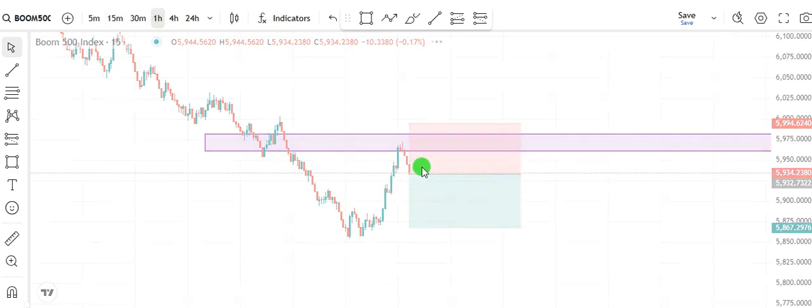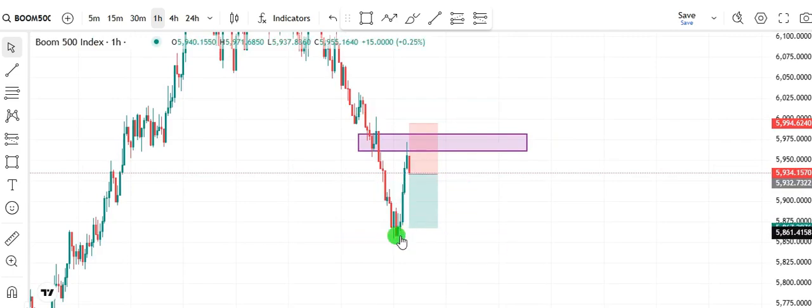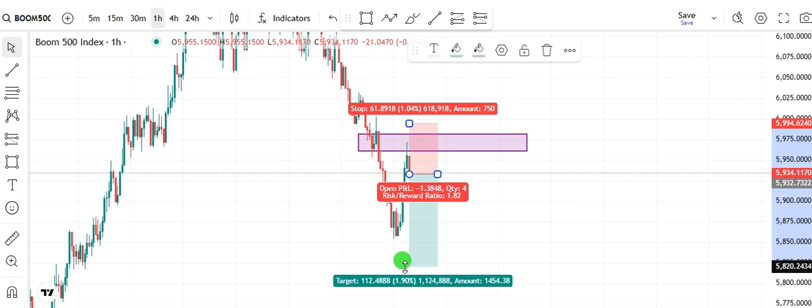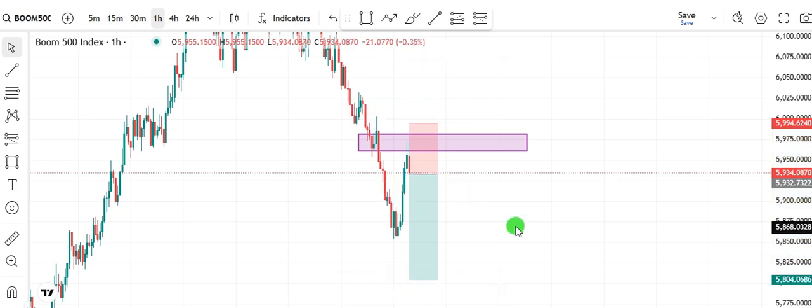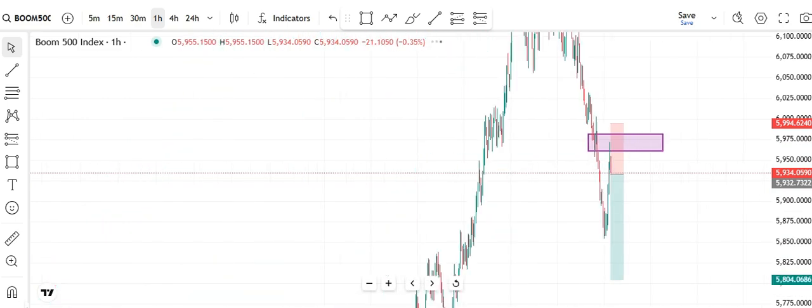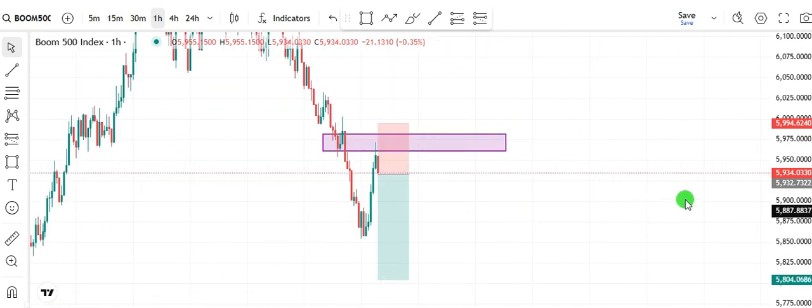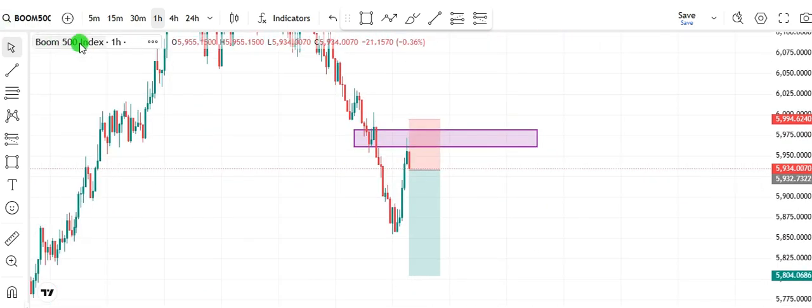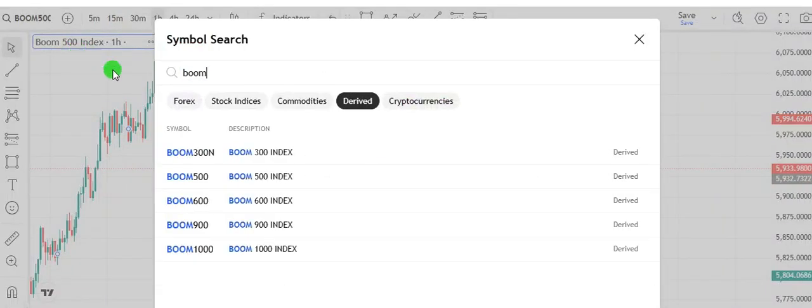If the 1 hour candlestick closes on the bearish side, then we know there's a likelihood of the market taking out the zone and giving you as high as 1 to 2 or 1 to 3 risk to reward ratio. So that's the best. Let's wait and see the analysis on that. And remember, I'll be dropping alerts to let you know if that happens. That's it. Let's go to Boom 1000.